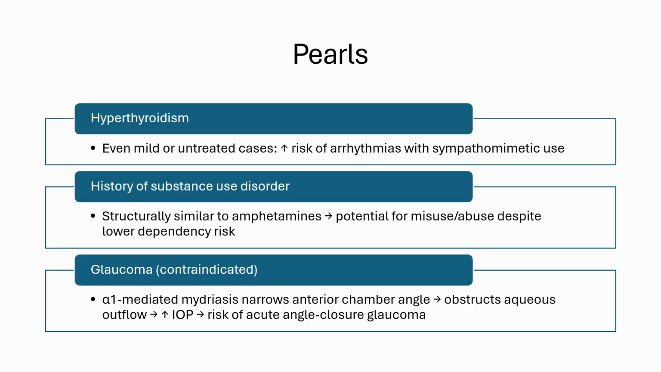The contraindication for glaucoma stems from alpha-1 mediated mydriasis, which is pupillary dilation. This causes the narrowing of the anterior chamber angle, which can obstruct aqueous humor outflow. This obstruction increases intraocular pressure, which can lead to an acute angle closure glaucoma.